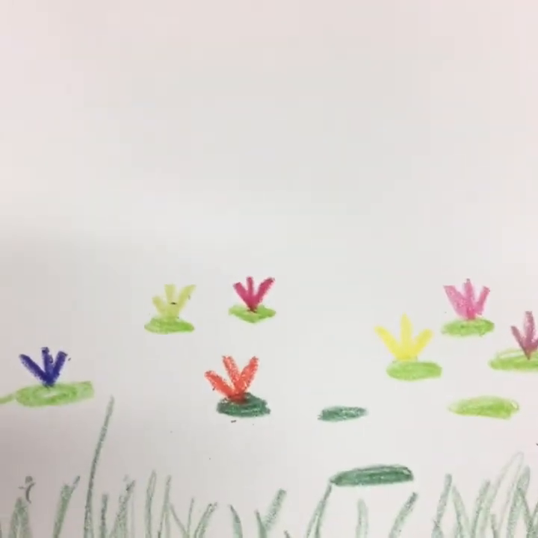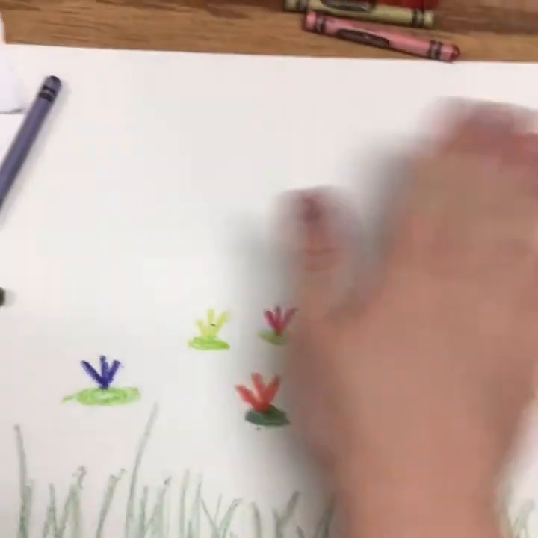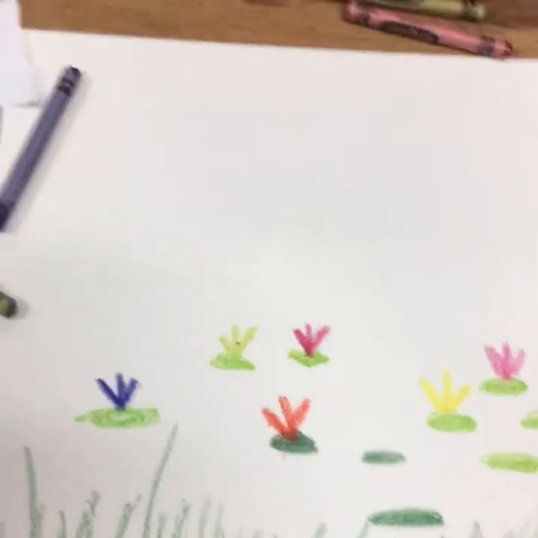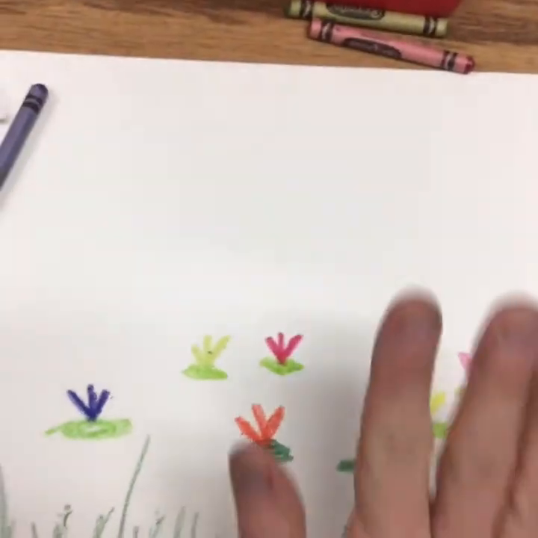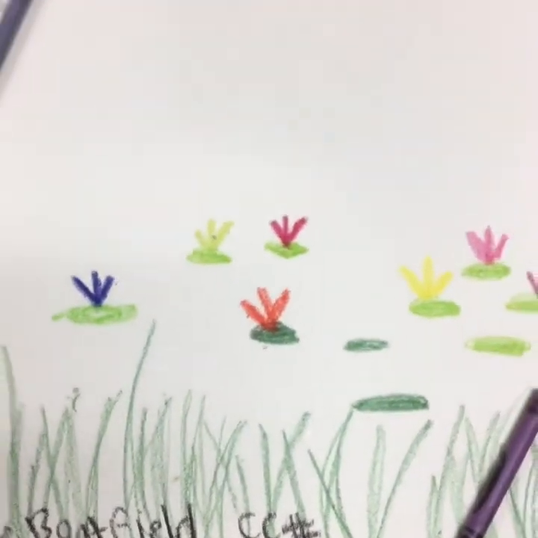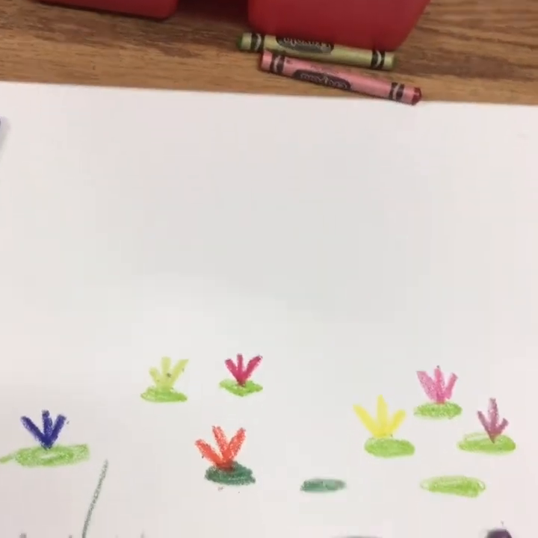Listen carefully though. We will not get to paint this today. Do not color this with crayon. I don't want you to color the water. I don't want you to color the sky. Don't color anything. You can draw, that's okay. But we are going to paint this so you don't need to color those things now.